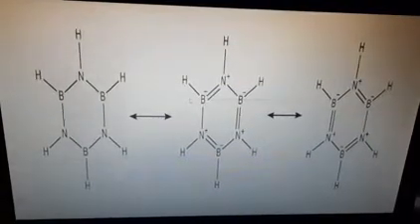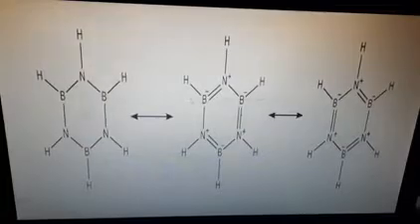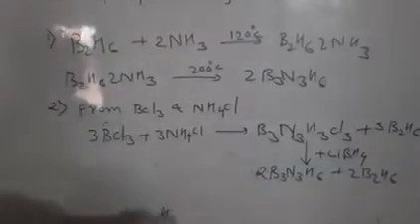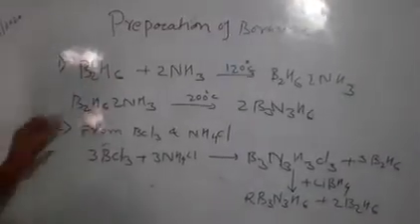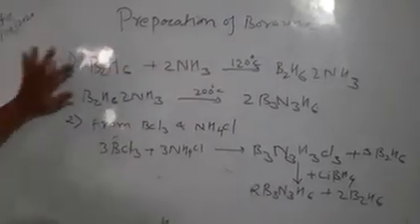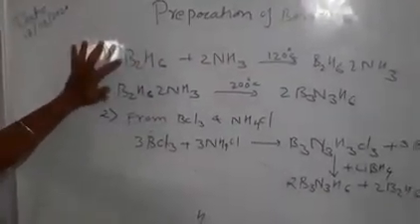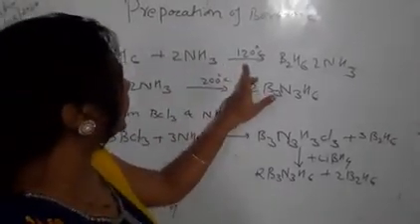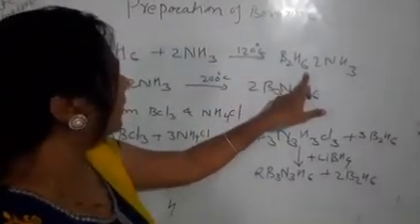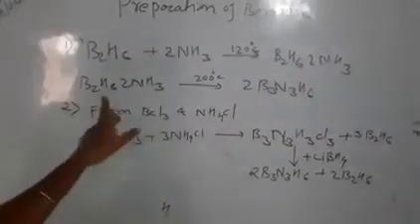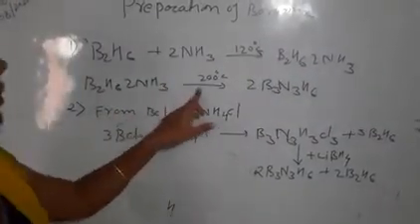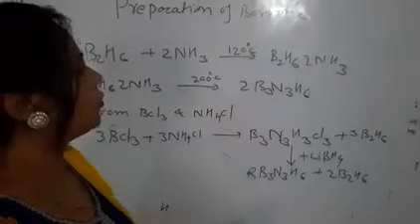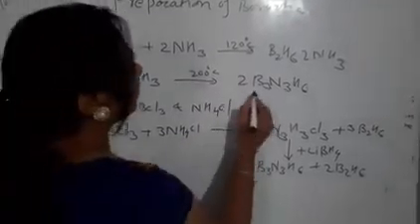Okay. Now we will discuss the reactions of borazine. So student, we are going to discuss the preparation of borazine. Borazine is prepared from diborane. When we heat the mixture of diborane and ammonia at 120 degrees centigrade, there is a formation of this type of compound here. Okay. When this is again heated at a high temperature, that is 200 degrees centigrade, there is a formation of borazine.